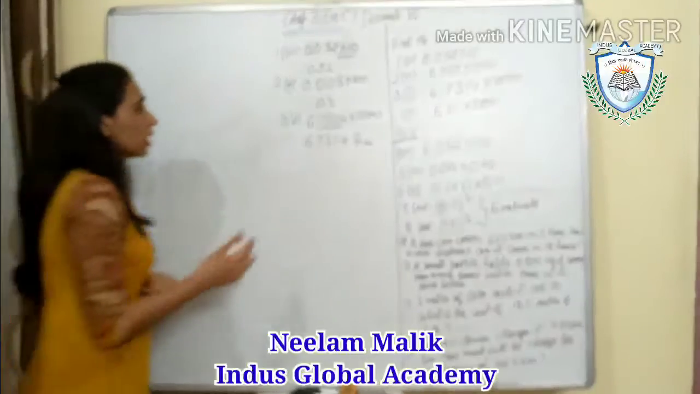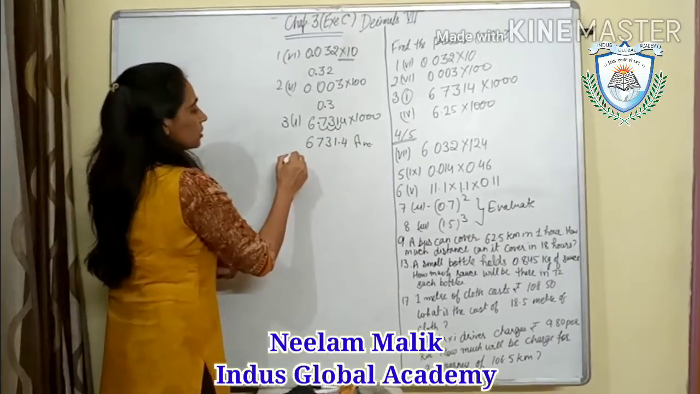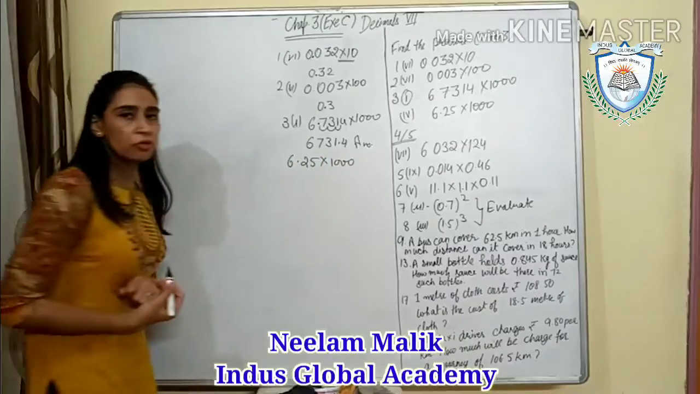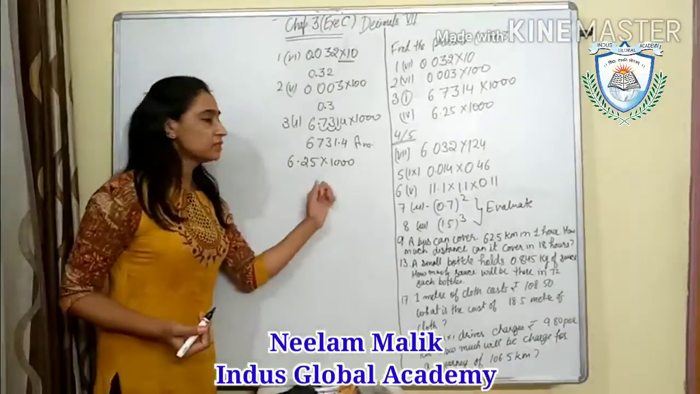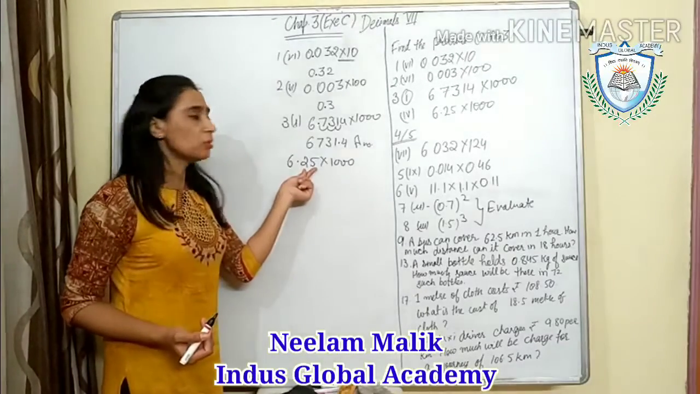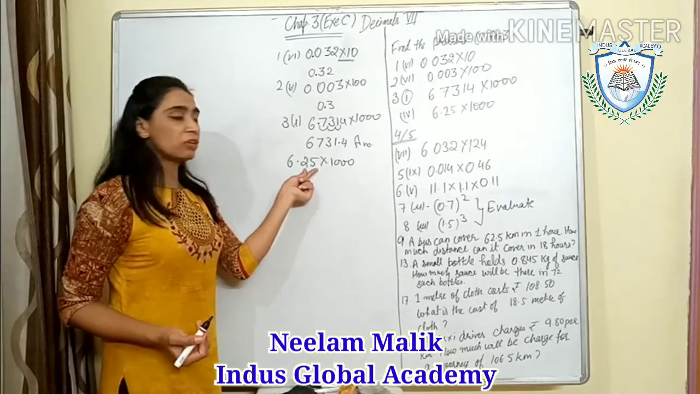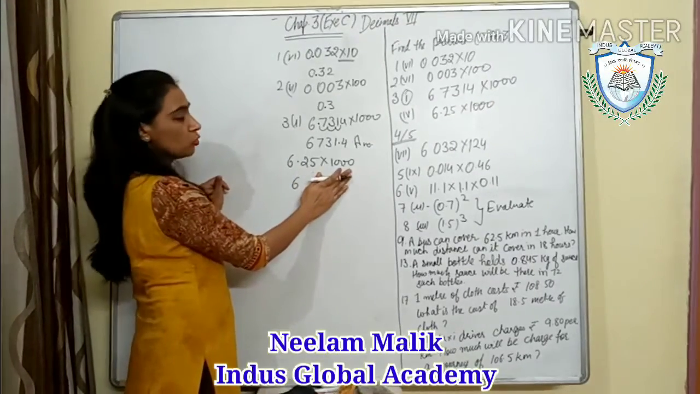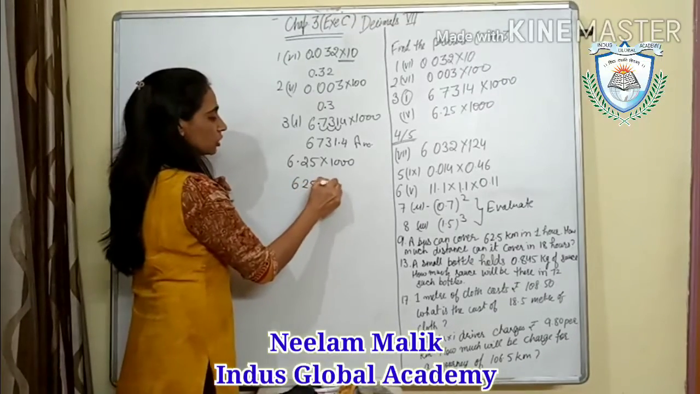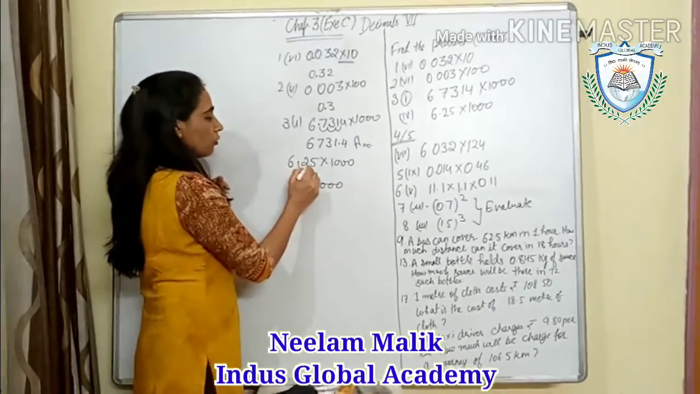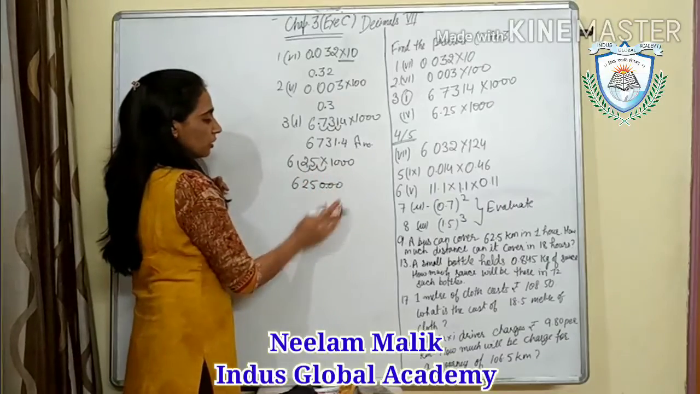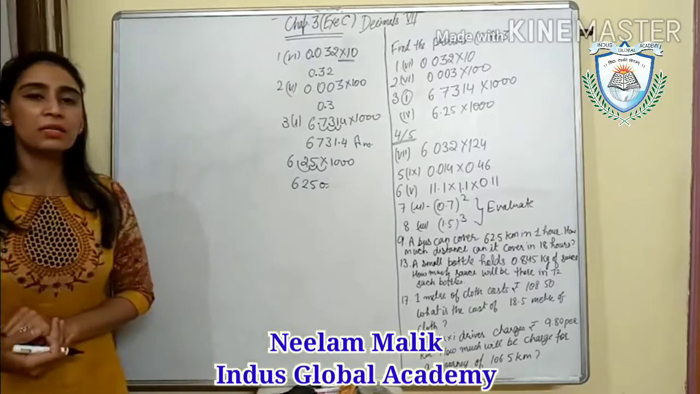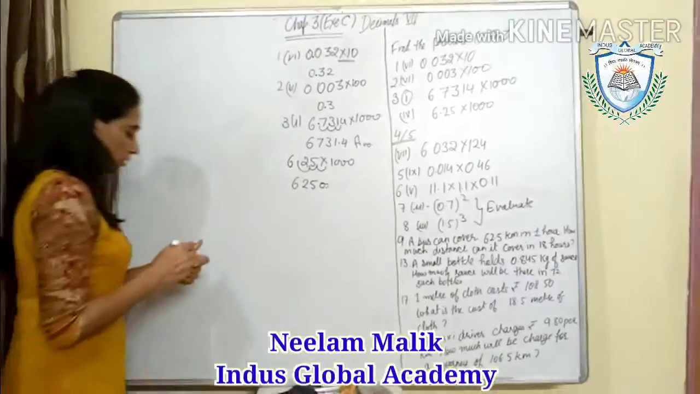Now another part of this: 6.25 into 1000. We have to move this point to the right-hand side, but here after the decimal point there are only 2 numbers. So what will we do? We will put zeros. How many zeros? 3 zeros. Now where will our point be? 1, 2 and 1 more. So it will be here. That means our answer is 6250.